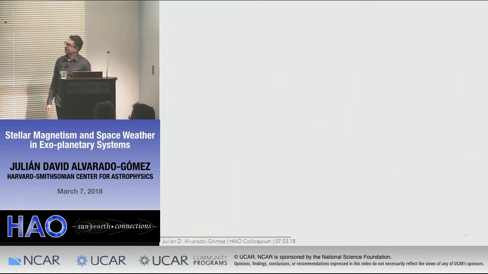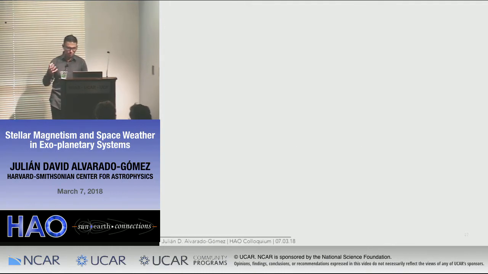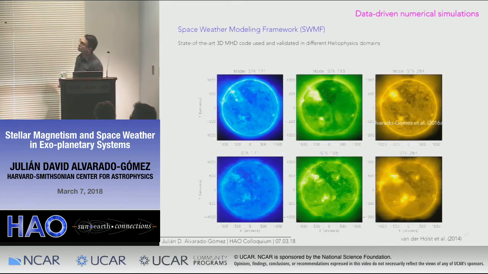Yeah. All right. So with this, I will now shift completely to try to use this information that we have retrieved from observations to say something about the space weather of these stars. And for this, we're going to use as much as possible tools that have been developed for our own sun. This comes hand in hand with the concept of data-driven numerical simulation that I'm pretty sure people here are extremely familiar with. We are using for this the so-called Space Weather Modeling Framework.